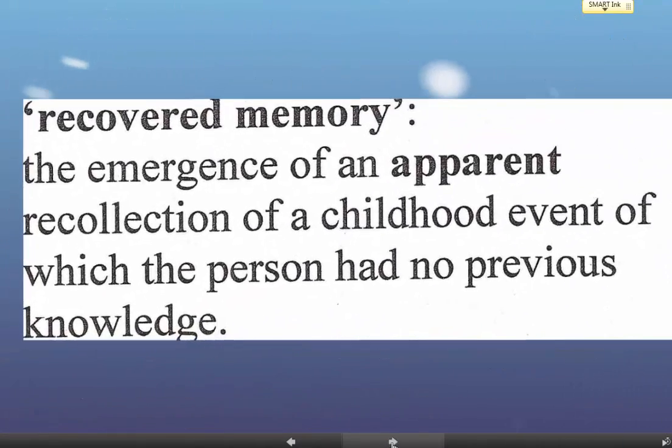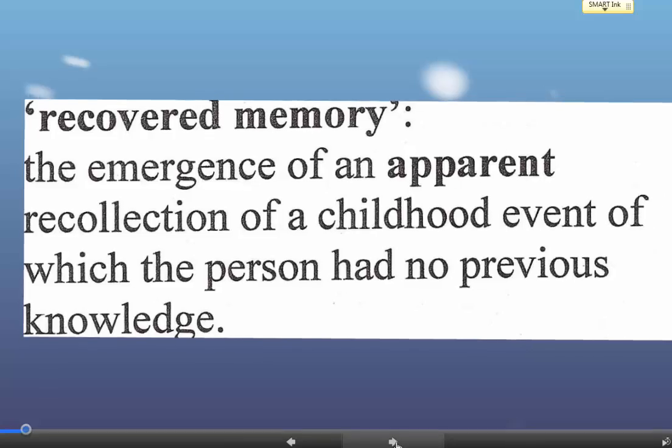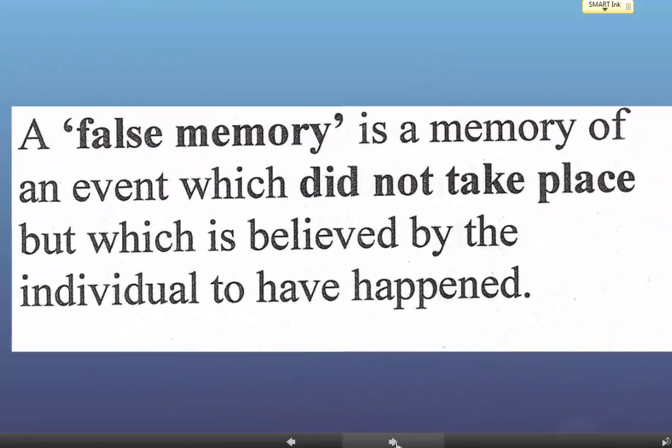Let's define them. It's useful to have these as definitions. Recovered memory is the emergence of an apparent recollection of a childhood event of which the person had no previous knowledge, but then suddenly, perhaps after therapy, they remember and recall some emotional event. On the other hand, a false memory is a memory of an event which didn't take place, but which is believed to have taken place by that individual.